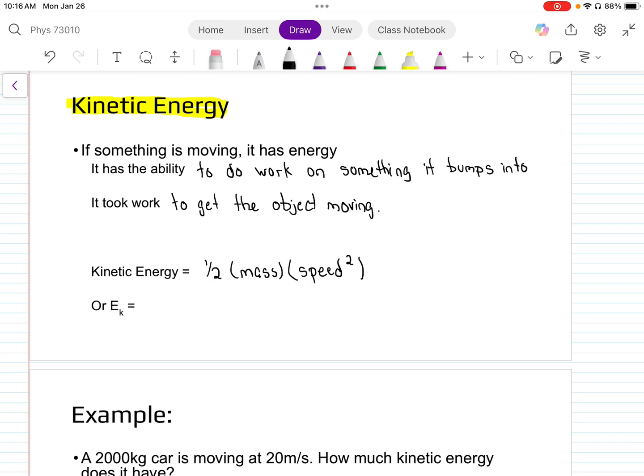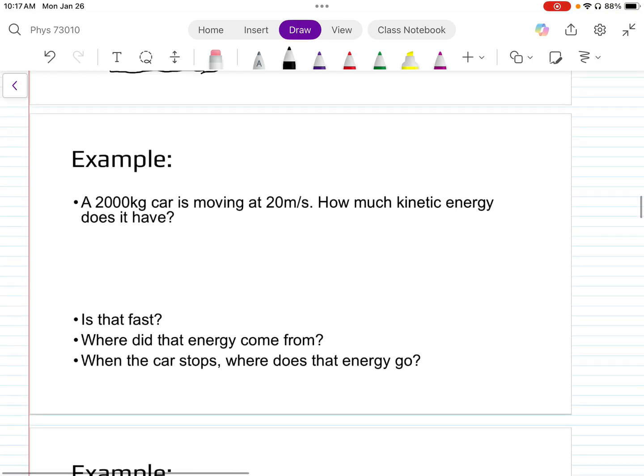Putting that out of word language into math language, kinetic energy is 1/2. Short form for mass is m, and speed is v. So 1/2 m v squared. That's our equation for kinetic energy. That one will be posted on or typed on our equation sheet once we get to the point where we need that.